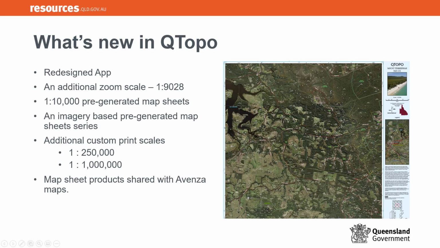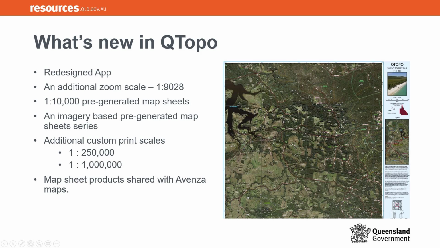In 2020, QTopo was redeveloped, enhancing existing functionality using Web App Builder and our portal infrastructure. The software that underpinned the original app had reached end of life and was no longer supported by the vendor. After release of the new app, Geoscience Australia approached us to collaborate on a pilot to deliver their national 250,000 scale map series using a similar approach, giving us further insights into future opportunities.